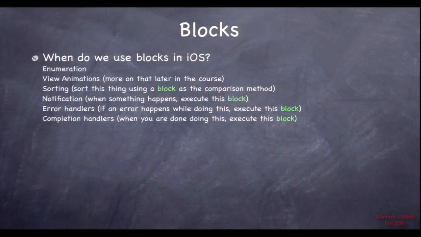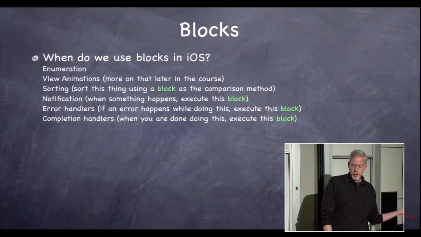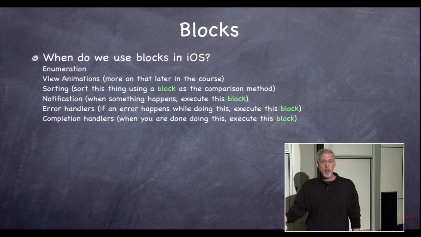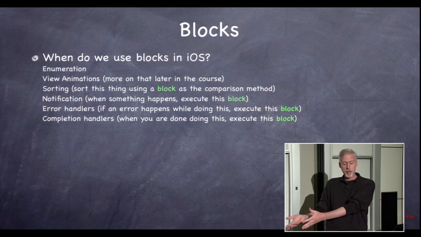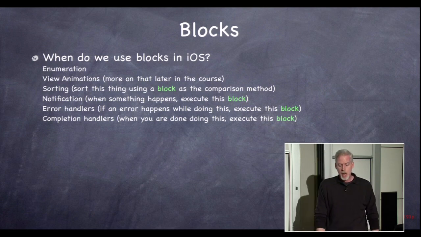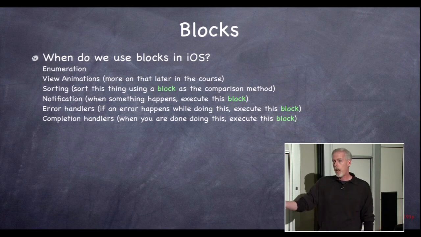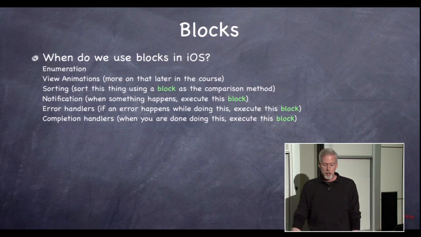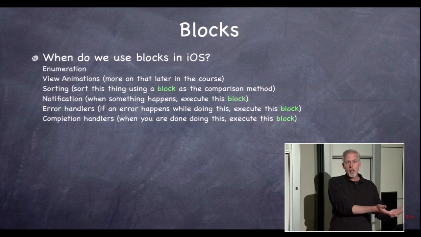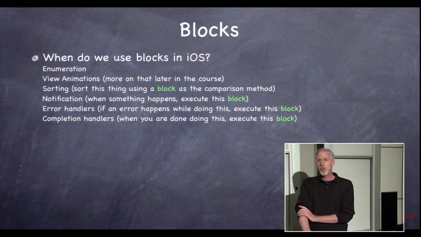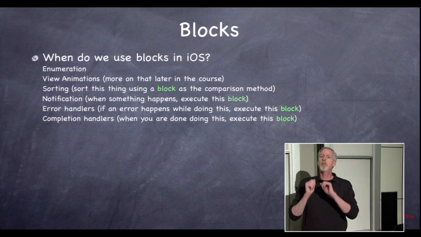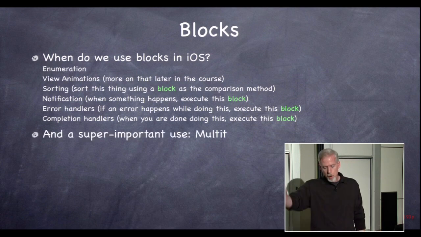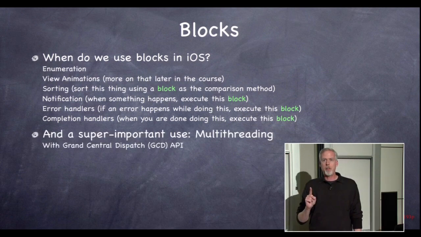Okay. So when do we use blocks in iOS? We use them for enumeration. I showed you that example. For view animations, I actually showed you a brief example of that. For sorting, where we say to an array, sort and decide what the order of things is by executing this block on the things inside the array. We use it for notification, which is execute this block when something happens. We use it for error handlers. If an error happens, please execute this block. For completion handlers too. Go off and animate this thing, and when you're all done animating it, call this completion handler so I can set some state. Okay? But the number one place that we use blocks is for multi-threading.